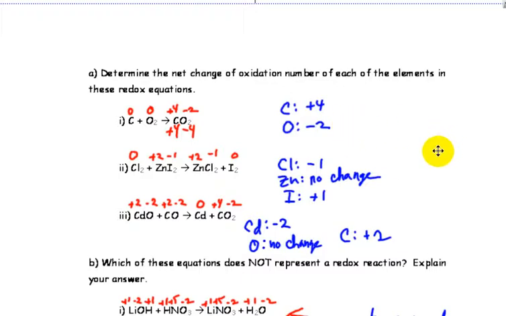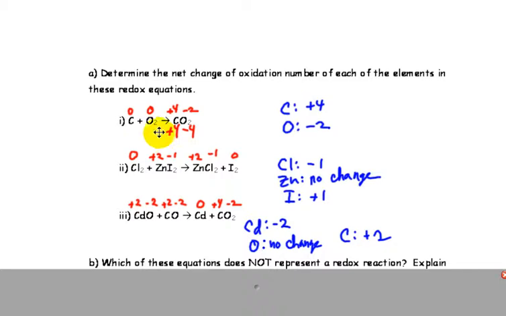If you look here, determine the net change of oxidation number in each of these elements. So I'll have all the working here for you. Carbon goes from 0 to +4, oxygen goes from 0 to -2, so here's the change that happens. And very similar to what we did previously, chlorine has a change of -1, zinc has no change because it's +2 to +2, iodine from -1 to 0, so that's a +1 movement. Cadmium here goes from +2 to 0, so that's a change in the -2 direction. Oxygen doesn't change. Carbon goes from +2 to +4, so that's a change of +2.